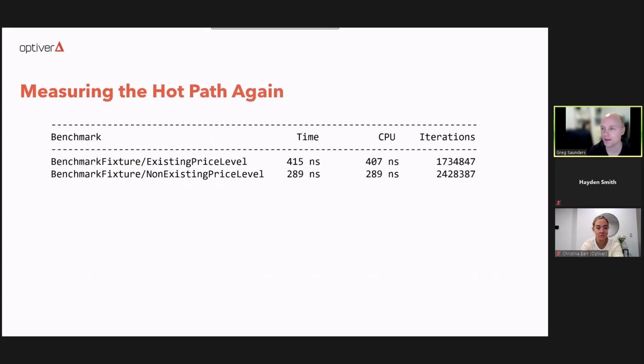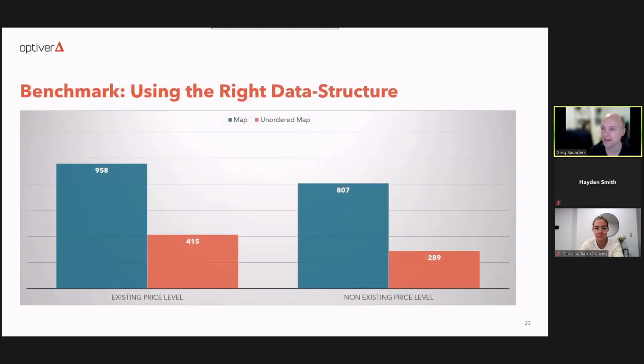And lo and behold, it now takes 415 nanoseconds for an existing price level and about 290 for the non-existing price level. So suddenly things are a lot better. That's particularly good news. Let's look at that in a chart, just because it looks kind of snazzy. And you can see that just by changing the map to an unordered map, we've actually cut the running time of our get volume method better than in half.